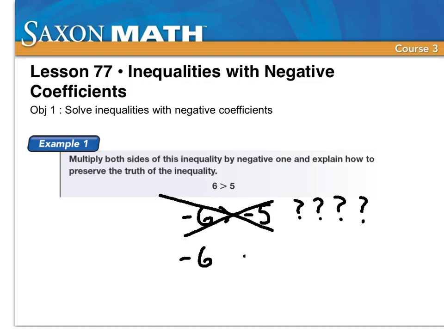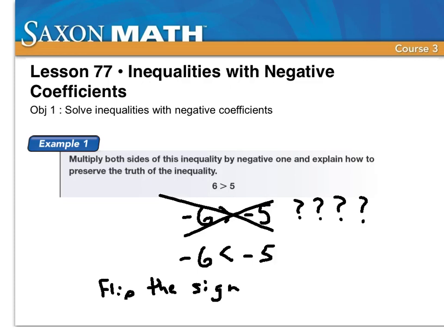So what I have to do to make this inequality true is take this sign and flip it around. So I multiplied both sides of the inequality by -1, and when I did that I had to flip the sign around to make it true, because -6 is less than -5. So I had to flip the sign when I multiplied by -1 to make this inequality true still. And this will hold true for all inequalities with negative coefficients. And what that means is, if there's a negative number in our inequality, okay, we'll talk about what that means on the next slide.